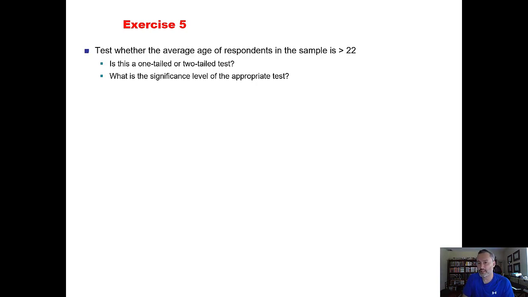Test whether the average age of respondents in the sample is greater than 22. And so the first question, is this a one-tailed or two-tailed test? You don't need to go into SPSS. You should be able to figure that out just from the way that I asked the question. And then what is the significance level of the appropriate test? So we're dealing with a one sample t-test. You know it's a one sample t-test, but one-tailed versus two-tailed, and is there anything you need to do with significance level? So at this point, pause the video, take a couple of minutes to run through this, and then when you're done, start it up again.